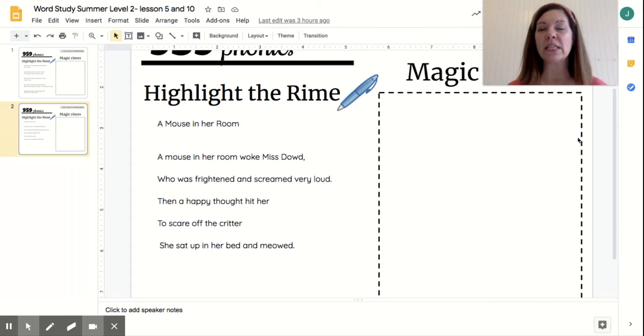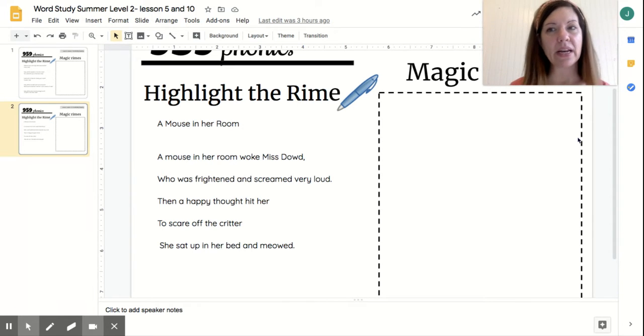So what we're going to do today, we're going to do some to, with, and by reading. I'm going to read to you, then we're going to do some shared reading, and then you're going to take this poem and go read it by yourself to someone else. This poem today is called A Mouse in Her Room.